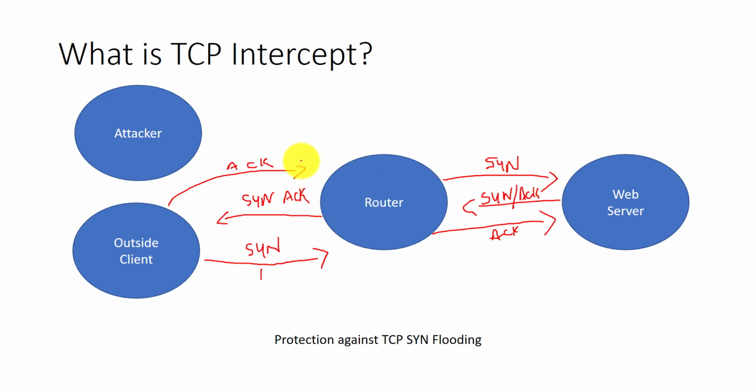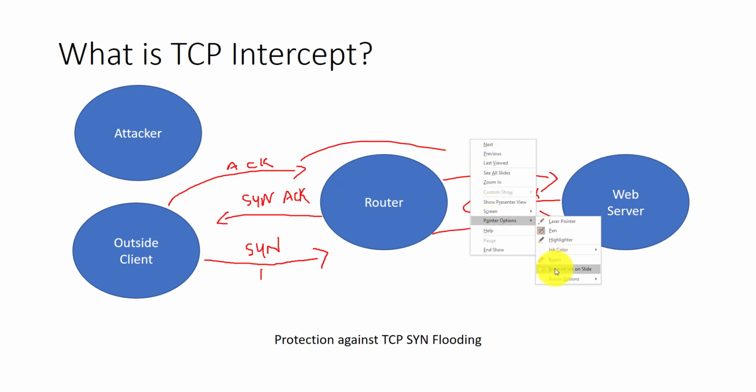And then these two connections, the router basically stitches the two connections together transparently. That's basically how it works. So let me just get rid of this.